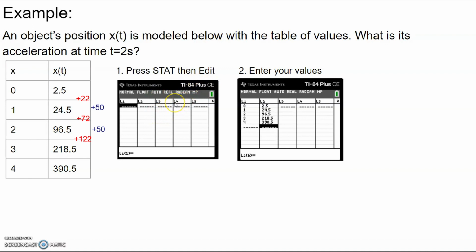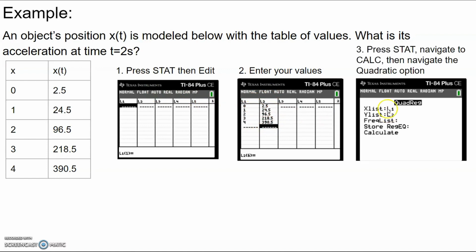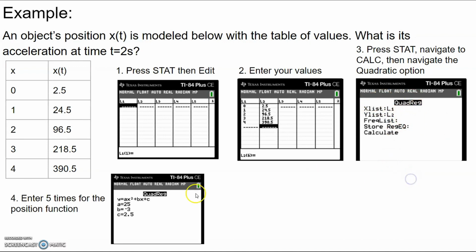But anyway, you would put in these values right here as such, and then after that, you press stat, then navigate to calc, and then because this is likely a quadratic equation, we're going to navigate to the quadratic option, go to quadratic, then press enter 5 times right there, and then you get this screen which gives you the equation in terms of a, b, and c. So essentially the position function is 25x squared minus 3x plus 2.5.